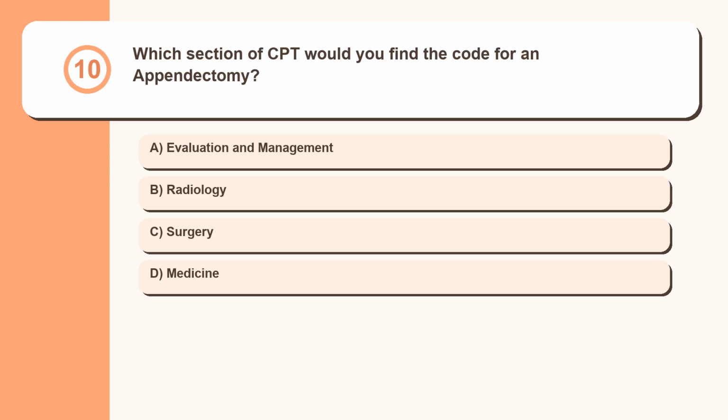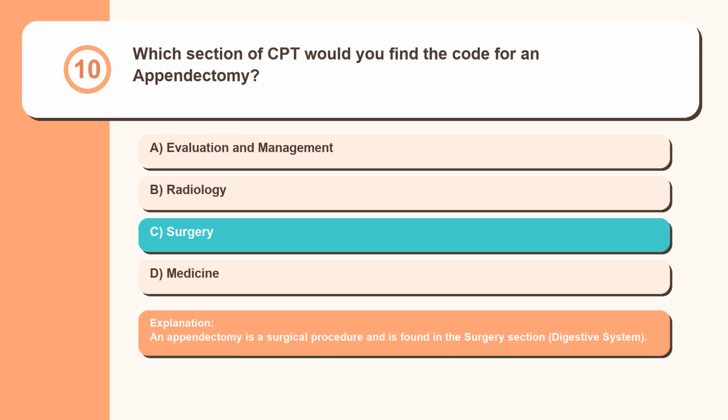Question 10. Which section of CPT would you find the code for an appendectomy? Evaluation and management, radiology, surgery, medicine. An appendectomy is a surgical procedure and is found in the surgery section, digestive system.